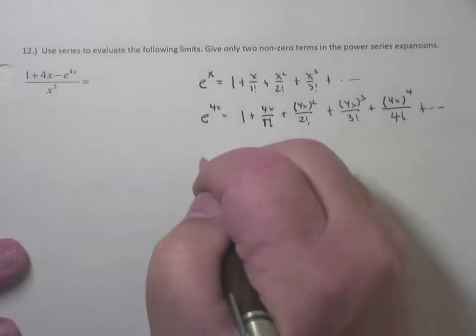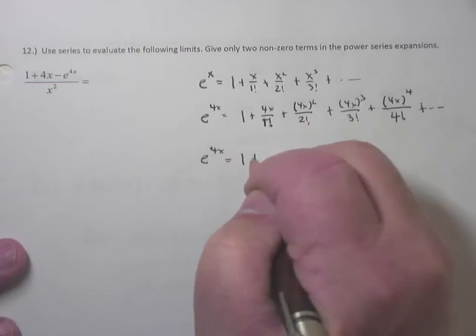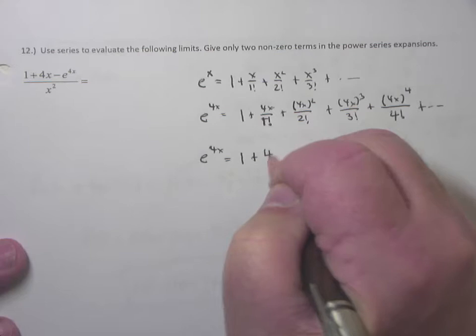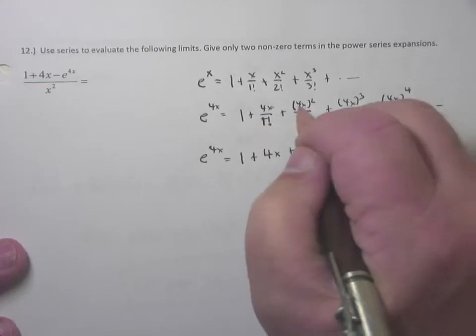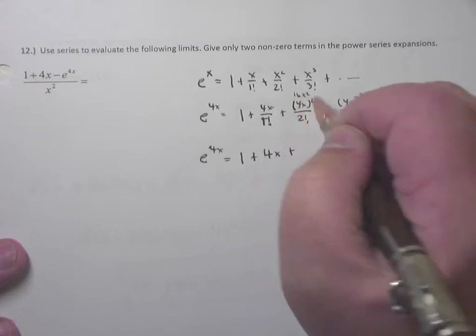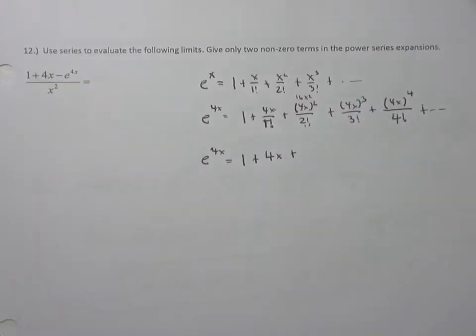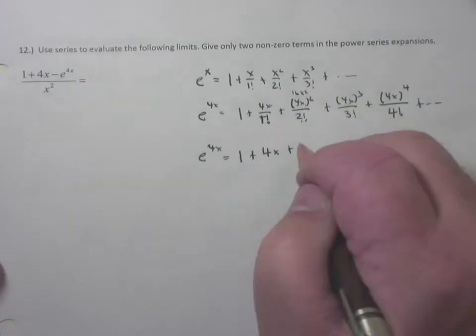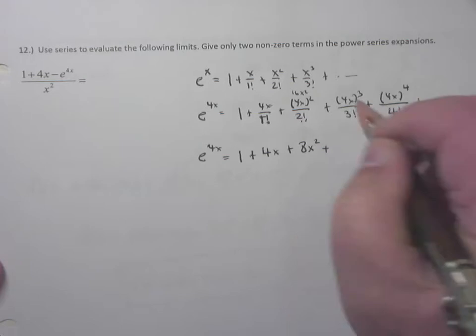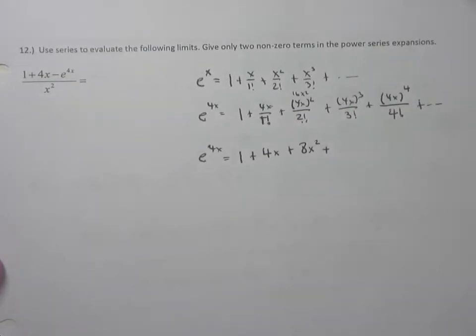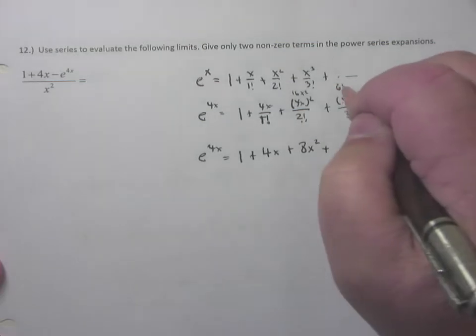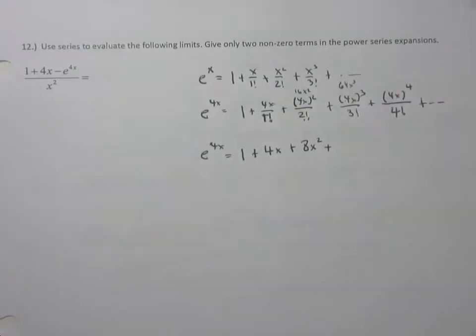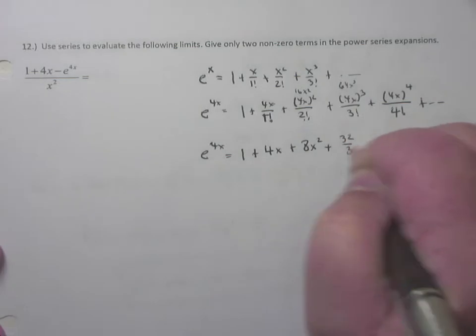So now, cleaning it up, the Maclaurin series for e to the 4x is going to be 1 plus 4x divided by 1 factorial is 4x. Plus 4x quantity squared, that's going to give me 16x squared, divided by 2 factorial. 2 factorial is 2 times 1, which is 2. 16 divided by 2 is 8. So this is going to be 8x squared plus 4 cubed. 4 cubed is 64. So this is going to be 64x cubed divided by 3 factorial. 3 factorial is 3 times 2 times 1, which is 6. 64 divided by 6, I'm going to reduce the fraction, I got 32 thirds. This will be 32 thirds x cubed.